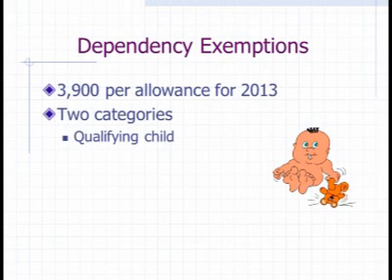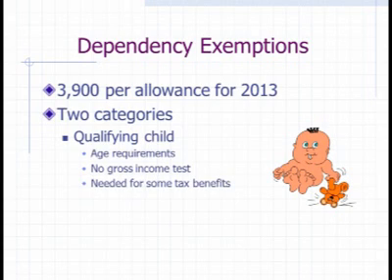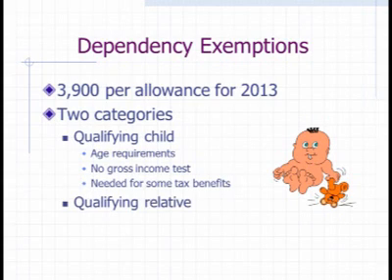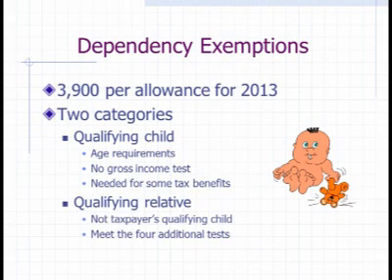The first is a qualifying child. We'll go over those requirements, but the major way that they differ from the qualifying relative is that you have to be under 24 to be a qualifying child, and there is no gross income test. And we'll see that for a qualifying relative, it quickly becomes difficult to claim someone if they have even $4,000 worth of gross income. And then the qualifying child is a requirement for some of the more lucrative tax benefits that are out there. So the first test to be a qualifying relative is you're not a qualifying child, and then there are some additional tests that we will go over.